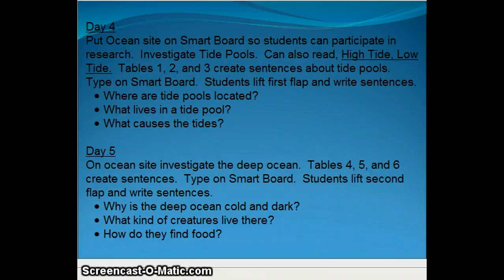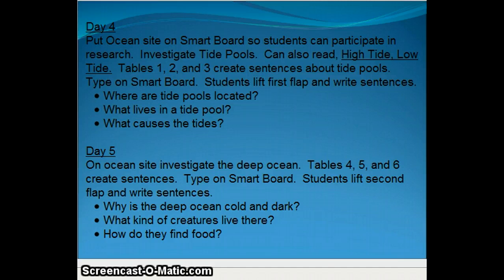Day 4, we will put up an ocean site on the smartboard so students can participate in the research, and we will investigate tide pools. We may also read a book called High Tide, Low Tide. Out of the 6 tables in the room, I will give 3 of the tables a question to answer to create a sentence about tide pools. We'll put these sentences up on the smartboard, and then the students will lift their first flap under the tide pool and write these sentences. The questions they will answer are: where are tide pools located? What lives in a tide pool, and what causes the tides?